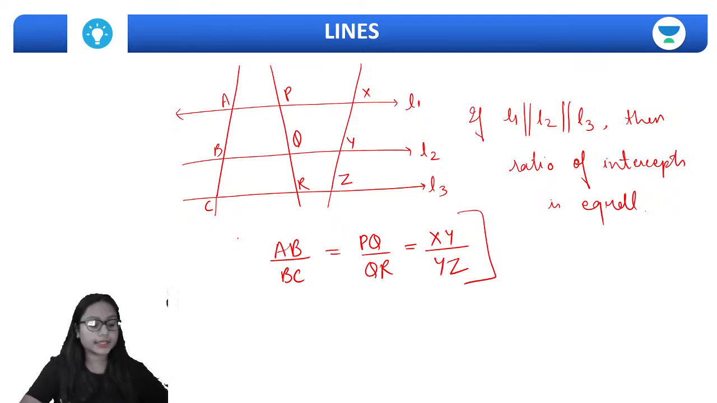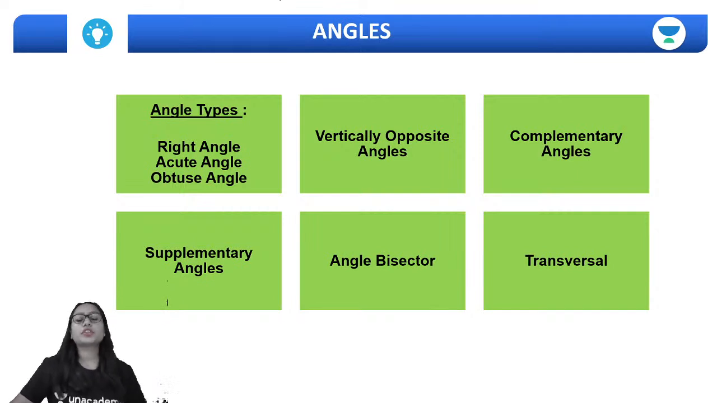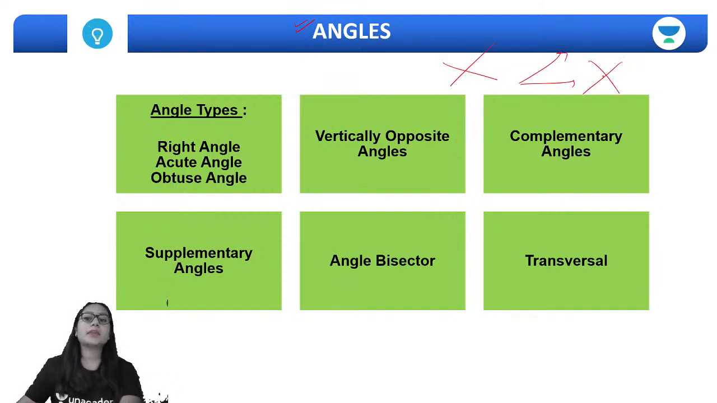Okay, all right, let's begin. Let us continue now. We have discussed lines. Now I'm going to discuss angles. Can you tell me what is an angle? An angle is formed when two lines or two rays or two line segments intersect.